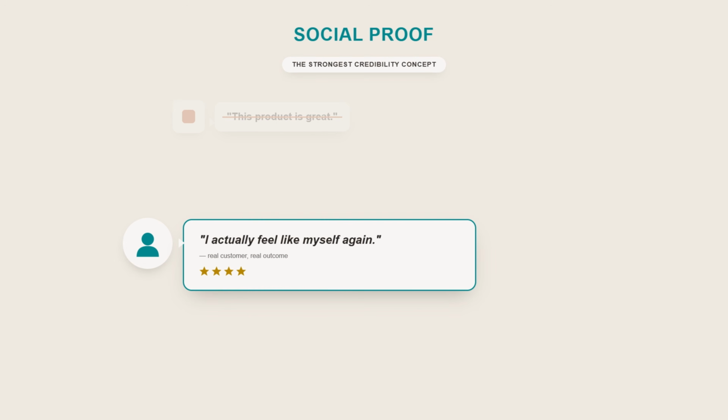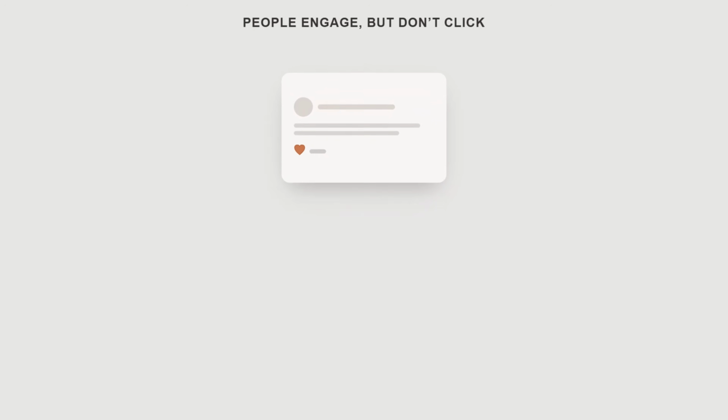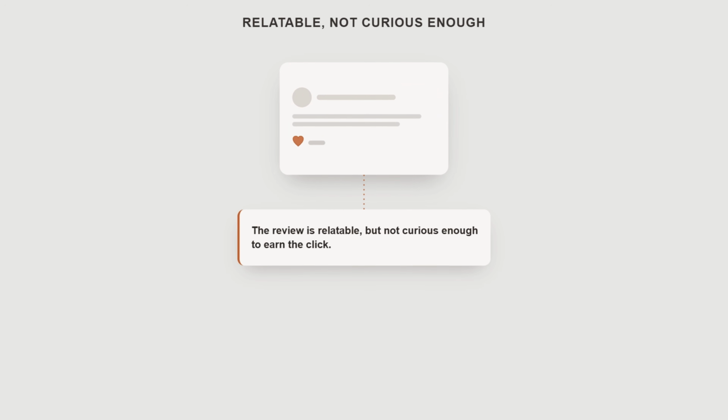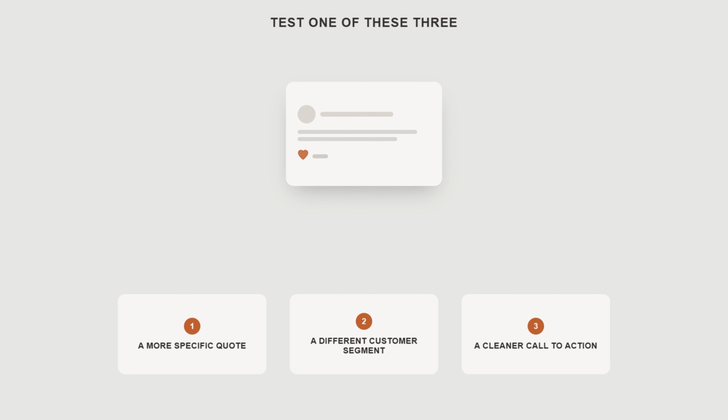Now, the social proof concept. This is the strongest credibility concept. Instead of the brand saying this product is great, the ad lets a real customer outcome carry the message. And the reason this works is because the lifestyle image helps the viewer see themselves using the product. Now, here's what you want to watch when you're testing this one. If people engage but don't click, the review might be relatable without creating enough curiosity. Test a more specific quote, a different customer segment, or a cleaner call to action.